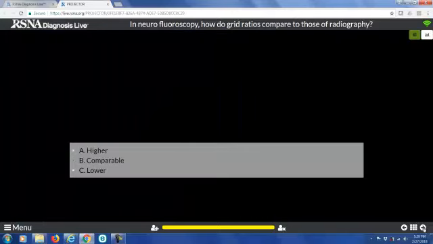And the answer is radiography or fluoroscopy, it really doesn't matter in terms of the amount of scatter. It's the voltage and the body region that determines it. We just use typically 100 times more radiation, higher tube currents in radiography, and the grid ratios are essentially the same.